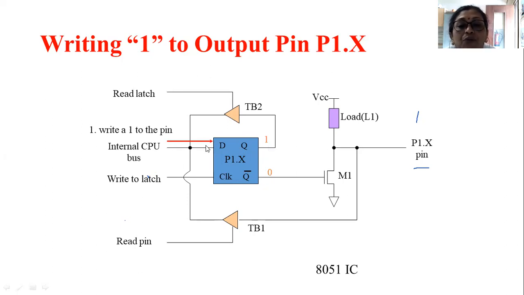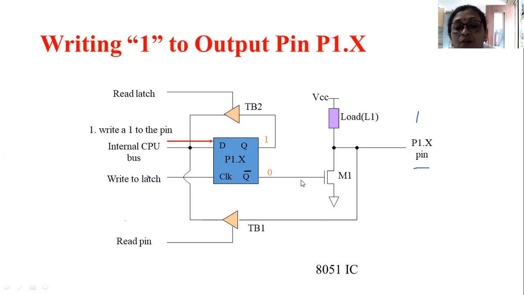Okay. So here what we are doing, we are applying 1 to the D input of the flip-flop, and then we are applying the clock pulse to the D flip-flop. When the clock pulse is applied, the data which is present at the input of the flip-flop will be passed to the output. The output of the flip-flop is Q. So Q will be equal to 1. And when Q is equal to 1, the complement of Q, that is Q bar, will be 0. Complement of 1 is 0. So Q bar becomes 0.